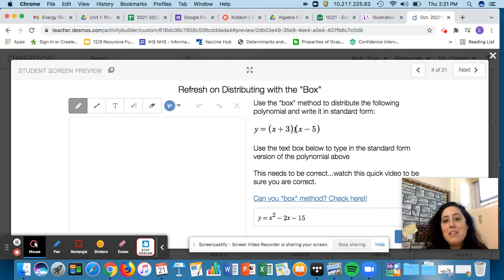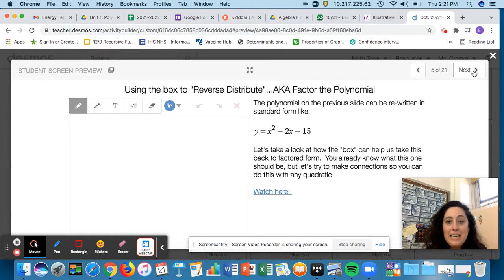Just another reminder that the top one is factored form, the bottom one is standard form. All right. So now we're going to go to slide 9.